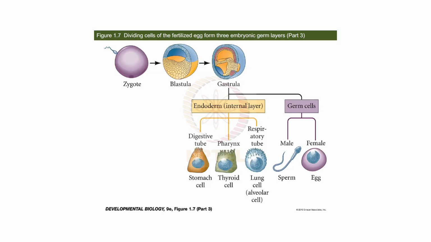Then the endoderm, the internal layer, will form the germ cells, the gonads part, and also it will lead to the formation of the digestive tube, the thyroid cell, the pharynx, and the respiratory tube, basically the lung cells and other alveolar cells. The lung cells are the alveolar cells.